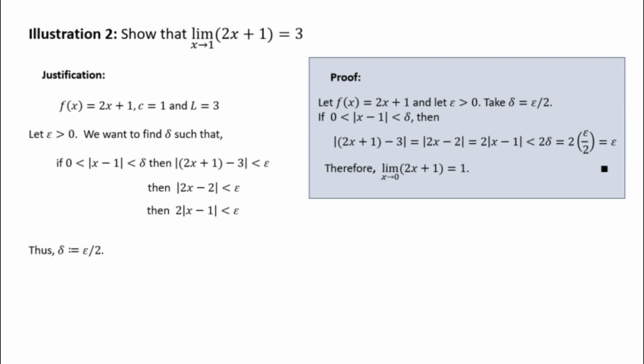Okay, so notice that this kind of justification requires that we already know the epsilon when, rather, the delta when epsilon is introduced. So usually that is not the case, because we still need to do some work before we can find the delta. But yeah, this is how you do the formal proof.